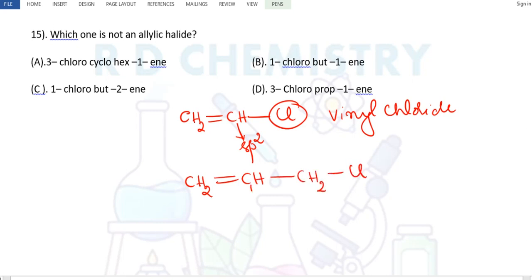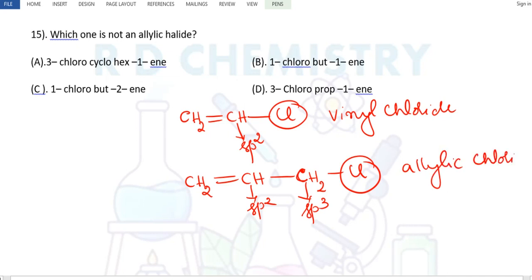Now, if I extend the carbon atom, so it is a CH here, then a CH2, then halogen attached. This is the sp2 carbon atom. Next carbon atom is sp3. If the halogen is attached to a carbon atom, sp3 carbon which is next to the carbon-carbon double bond, they are known as the allylic halides. In this example, allylic chloride or allyl chloride.